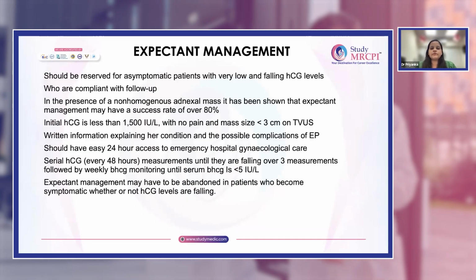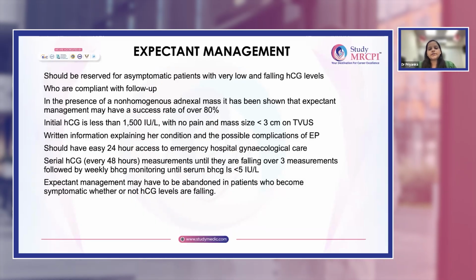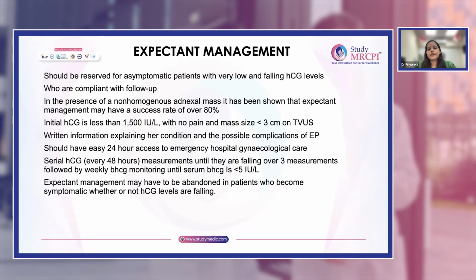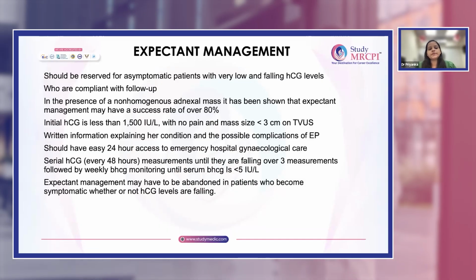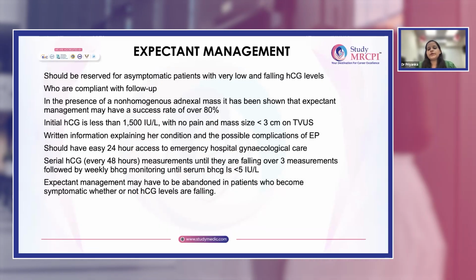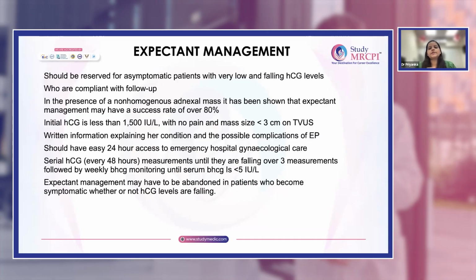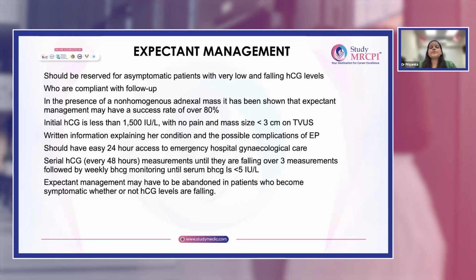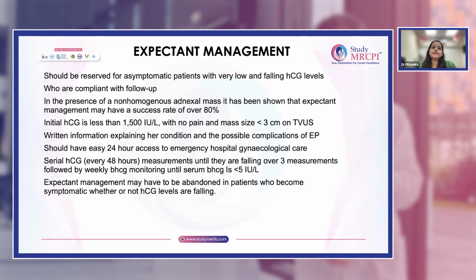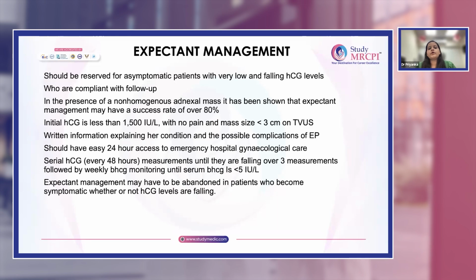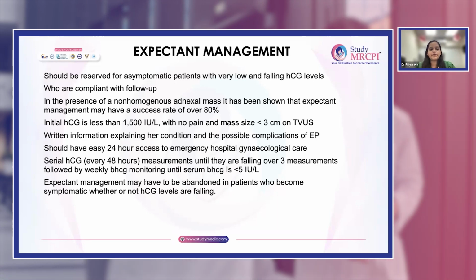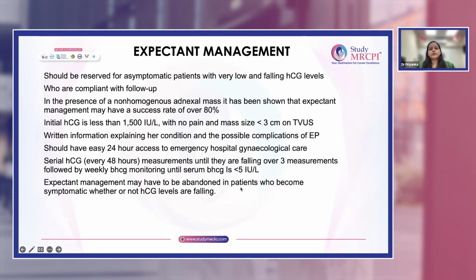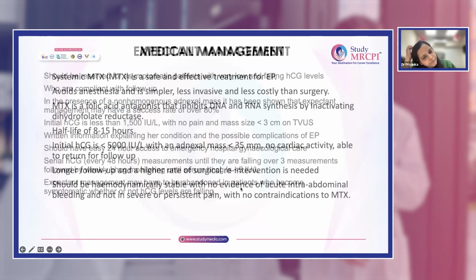We do serial HCG levels every 48 hours, and we see how the trend is. If they are falling over 3 measurements, then we do weekly beta HCG monitoring until it reaches non-pregnant values, that is, less than 5 international units per liter. But if the patient becomes symptomatic, or if there is a rising trend in HCG levels, we abandon the expectant management, and we may need to do other types of management, preferably surgical management.